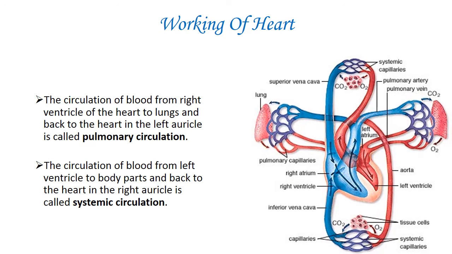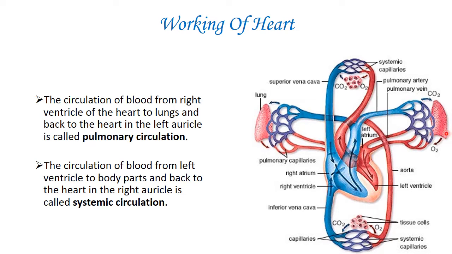When we see working of heart, we will see that there are two kinds of blood circulation. One is pulmonary circulation and the other one is the systemic circulation. Now let us see what is happening in the pulmonary circulation and the systemic circulation. We know that blood flows from right auricle into the right ventricle and it passes through a valve which is known as tricuspid valve. Now, when it comes into the right ventricle, the blood is pumped into the pulmonary arteries and it goes into the lungs for oxygenation.